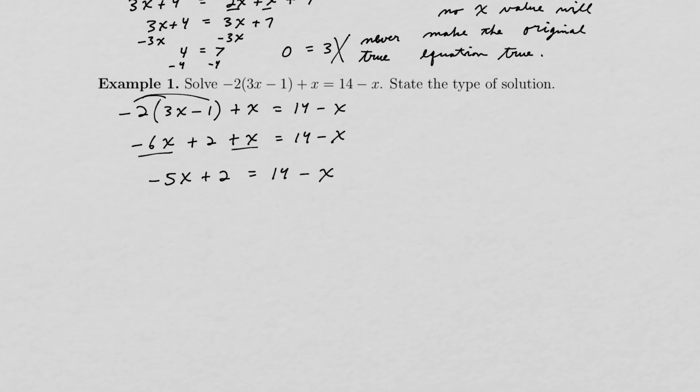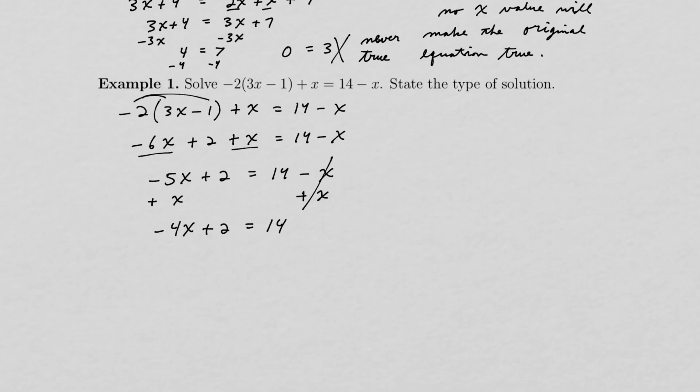Now I want to get the x's onto one side of the equation, right? Typically the left-hand side, but it doesn't really matter. The reason is I want to ultimately isolate the x. So to do that, I'm going to add x over here. Why do I do that? Because -x plus x will give me 0, right? But whatever I do to one side, I have to do to the other side. So I have to add x to this side as well. And then -5 plus 1 is -4x plus 2 is equal to 14.